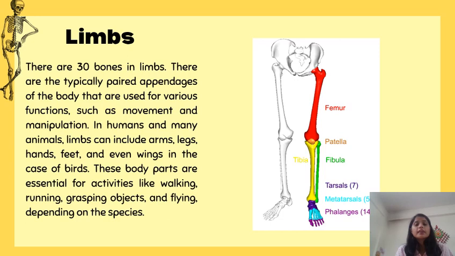There are 30 bones in limbs. There are typically paired appendages of the body that are used for various functions such as movement and manipulation. In human and many animals, limbs can include arms, leg, hand, feet, and even wings in the case of birds. These body parts are essential for activities like walking, running, grasping objects, and flying depending on the species.